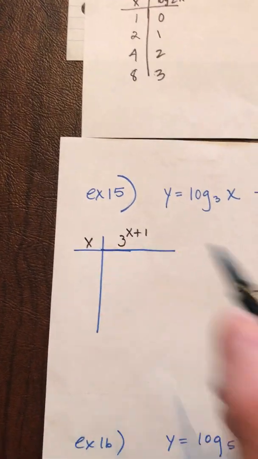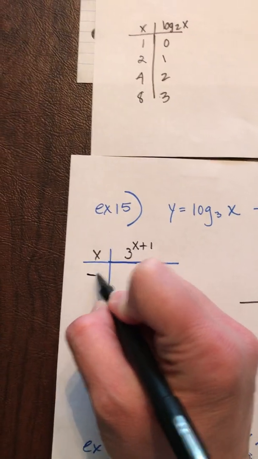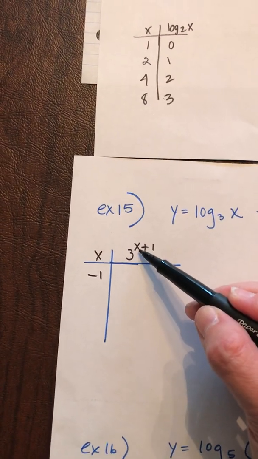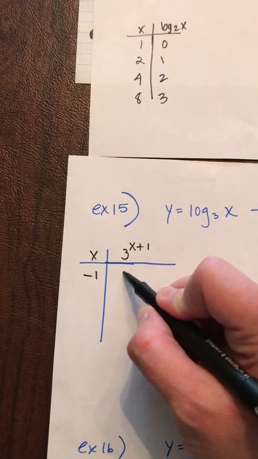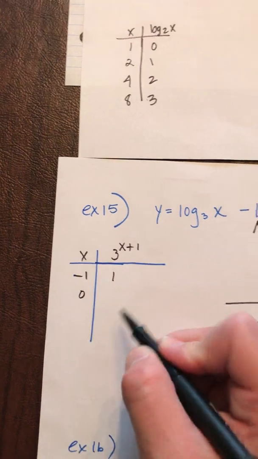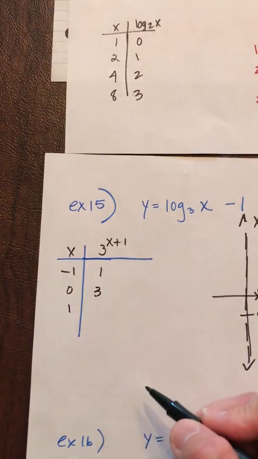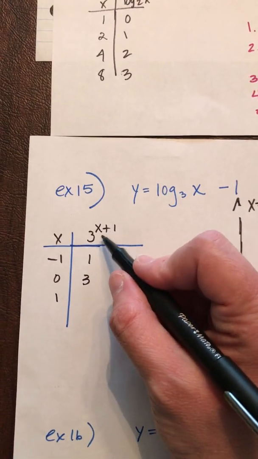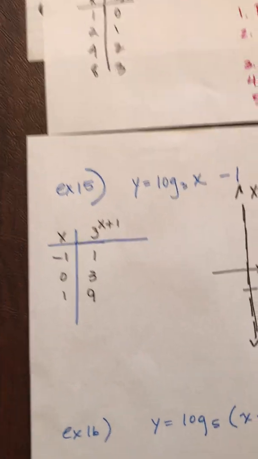So let's start with -1, because -1 would be an easy one for me, because -1 plus 1 is 0. 3 to the 0 power is 1. I can plot the point -1, 1. 0 to the first power is 3. And I can plot the point 0, 3. So if x is 1, I get 3 to the second power, which is 9. Now, obviously, you can find more, but you don't have to.